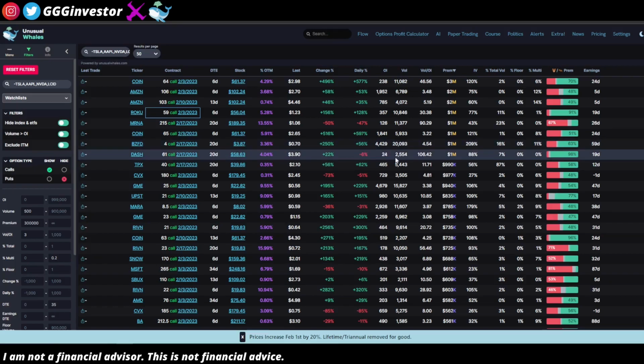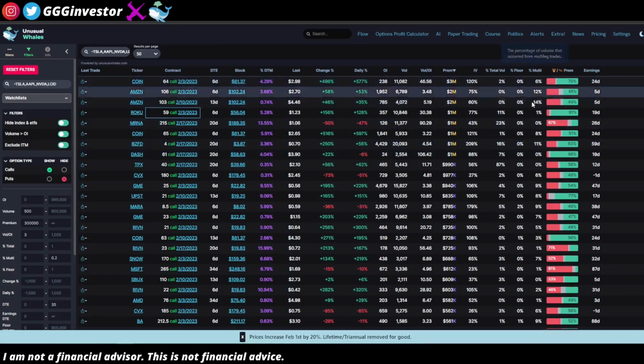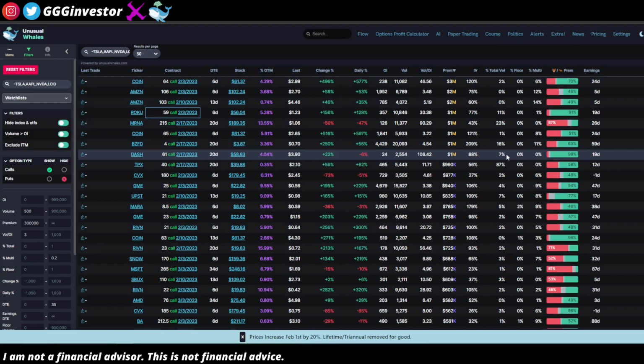Then moving over to the volume to open interest, you can see it's 100, which is basically 2,500 contracts traded versus only 24 open interest. So this option chain was not very active until today. Overall, this is making about 7% of the total volume, so that is definitely very interesting. 0% multi-leg, that is what I like to see in a contract. And then you can see about $1 million premium. So that is a huge amount of money.